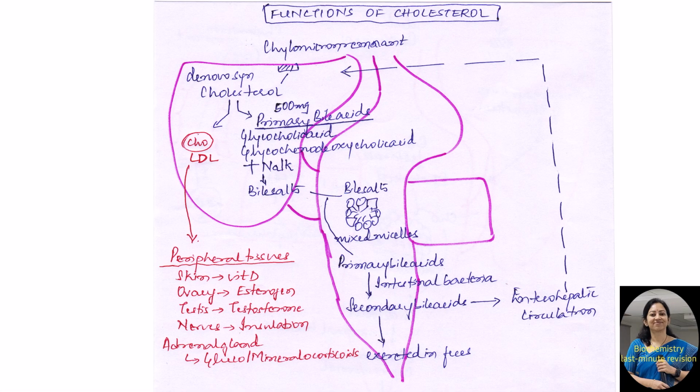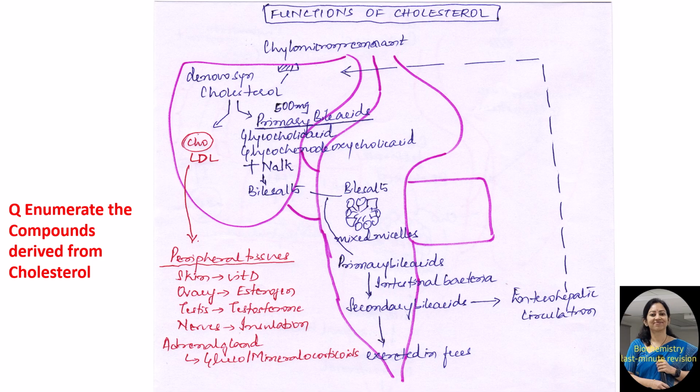Okay, coming to the functions of cholesterol and the compounds derived from cholesterol. One of the important functions of cholesterol is that bile acids are derived from it. These bile acids can be classified as primary and secondary bile acids. The primary bile acids are synthesized from cholesterol in the hepatocytes, and these include cholic acid and chenodeoxycholic acid, and they are conjugated with glycine and complexed with sodium and potassium salts to form bile salts.